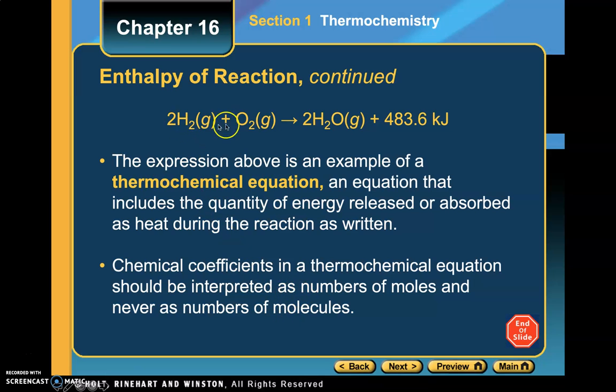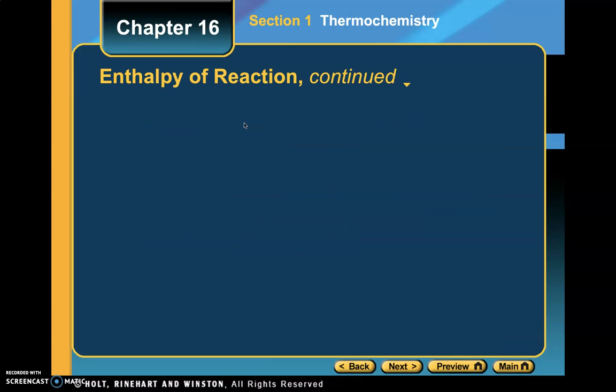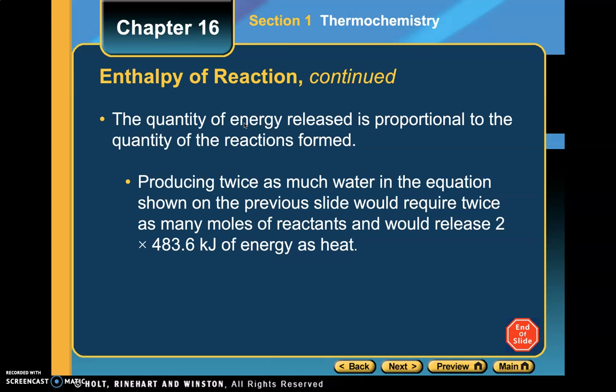All the other stuff is the exact same thing, right? A mole of hydrogen, a mole of oxygen. The quantity of energy that's released is going to be proportional to the quantity of reactants that form. That makes sense, right? So that means that if we double the number of moles, then we're going to get double the amount of energy, right? So here, producing twice as much water in the equation shown would require twice as many moles and thus would release twice as much energy, right? That makes sense.